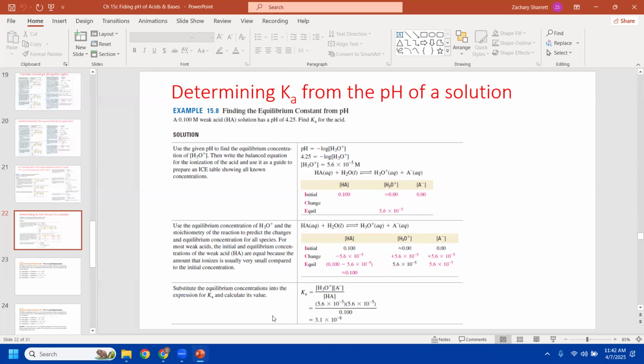So now we know, and look at this. 0.1 minus 5.6 times 10 to the negative 5 in your calculator is going to give you like 0.9999999 something. It's basically the same as 0.1, right? And I wrote it wrong. 0.0999999, which is basically equal to 0.1. So now we have our equilibrium concentrations of each of these three things. The Ka, we're going to plug in. And now we can calculate the Ka of this weak acid.